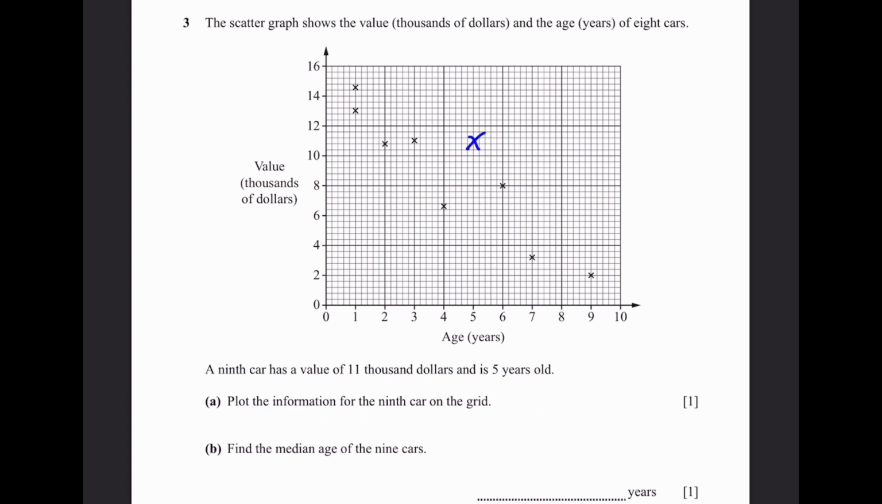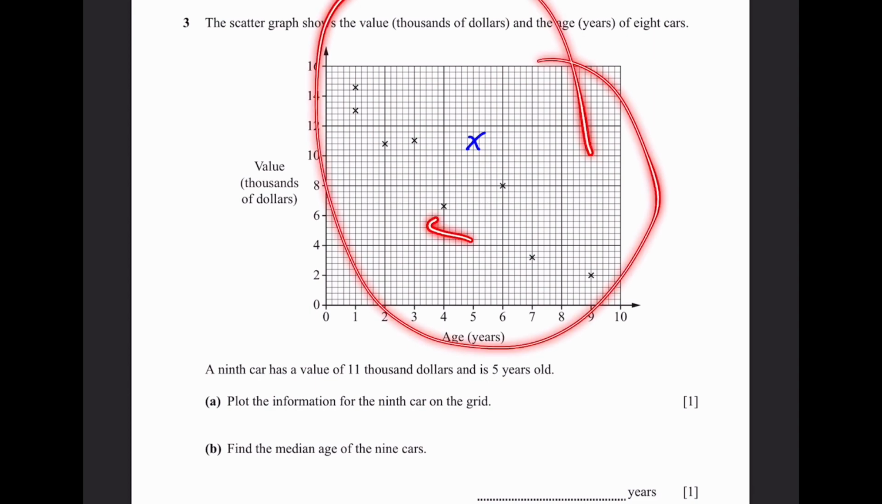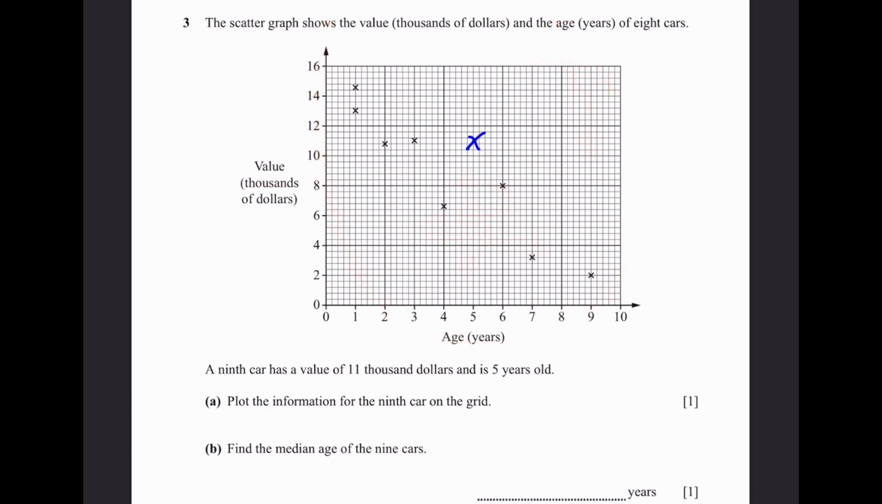B. Find the median age of 9 cars. So the median of 9 cars is the 5th one. And that means the median age will be where the 5th car is. 1, 2, 3, 4, 5. That means this is in the 4 years group, and that means the median age is 4 years.